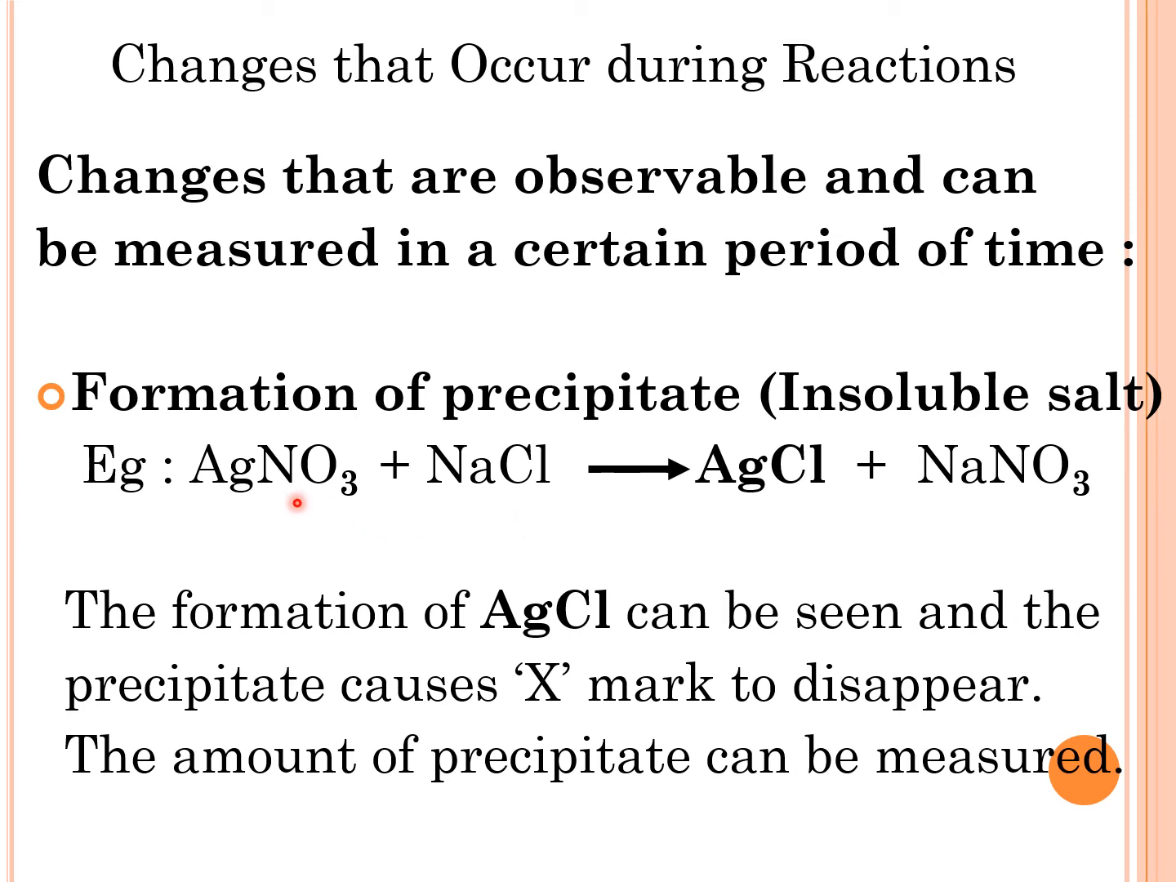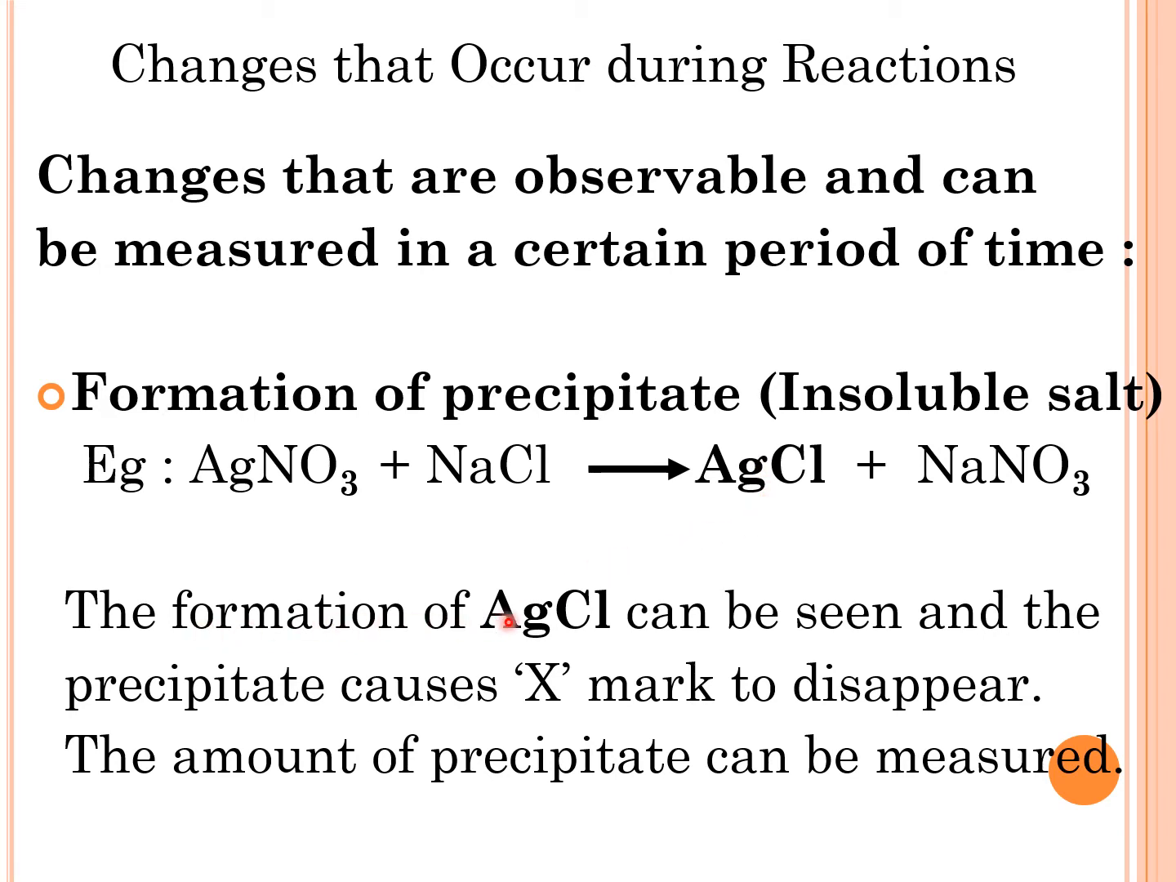Nitrate, all nitrate salts are soluble. So ni tak masuk lah. Ni pun tak masuk. How about chloride? Ah, here. Silver chloride is the insoluble salt. So it is important for you to recognize which one is the insoluble salt.